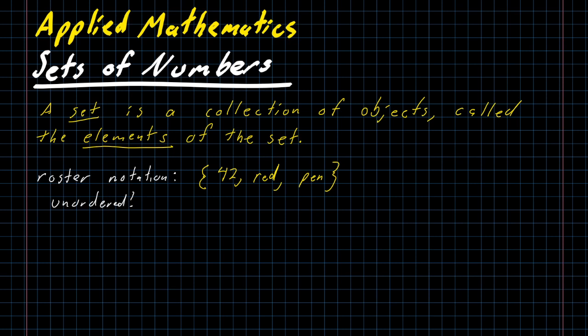One important thing to keep in mind when dealing with sets is that there is no order to a set. So I could just as easily have written this as the set of red, pen, and 42. They are the same set. It does not matter what order we list the elements of the set in, as long as they are all there.